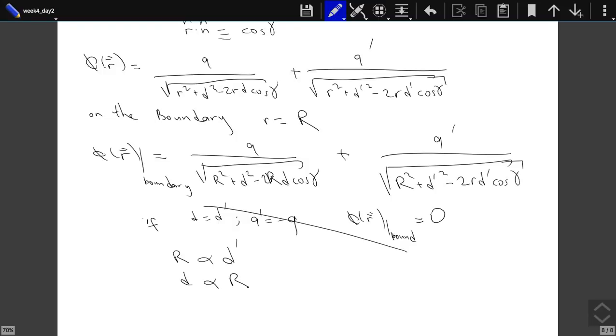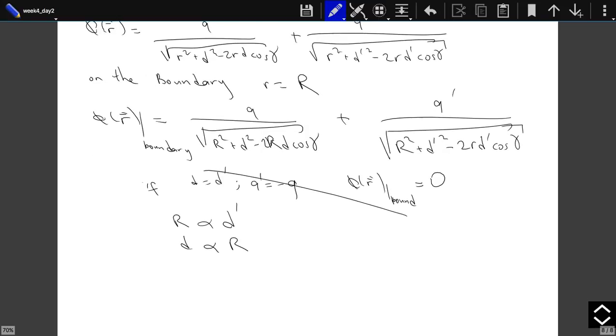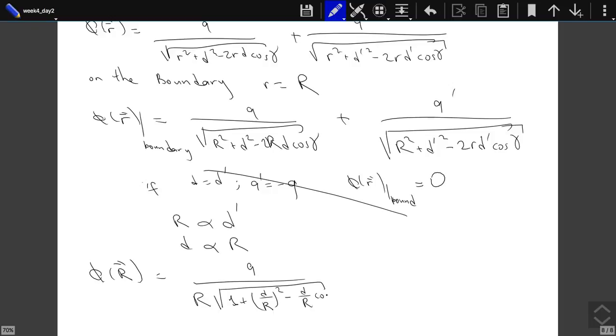This is an alternative solution. So let's see if this is possible. Now, to show this, let's write phi at the point r as q over... In the first one, let's take the r out: 1 plus d over r squared minus d over r cosine gamma, plus q prime over... In the second one, let's take the d prime out.